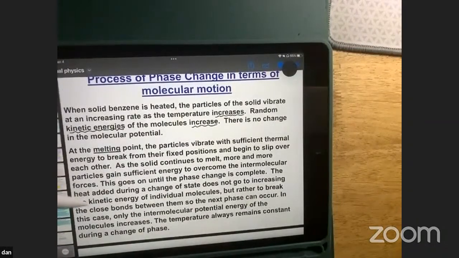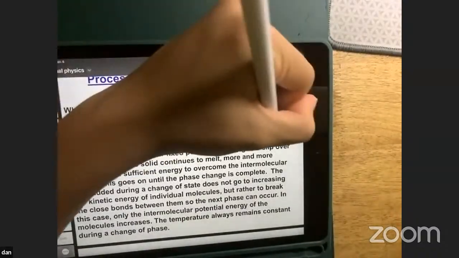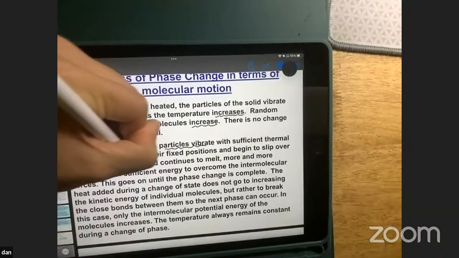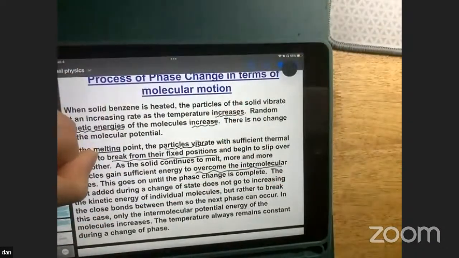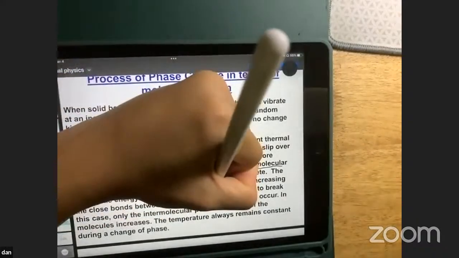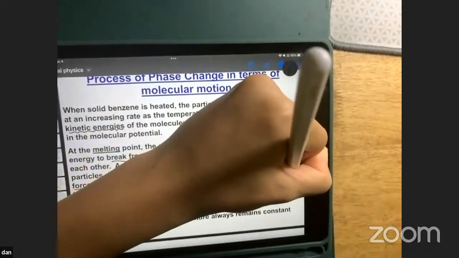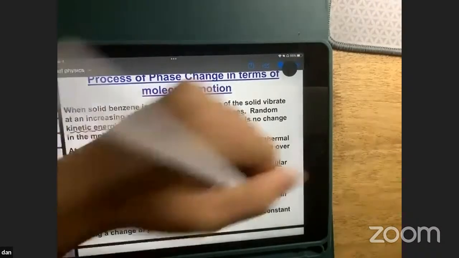So this is like a very in-depth answer. This is how deep they want you to go. So it pays to understand this chapter, this page, slowly. So you talk about particles vibrating with sufficient thermal energy to break from the fixed positions. Still, that's a solid. It will become IMF. He added the energy and break.